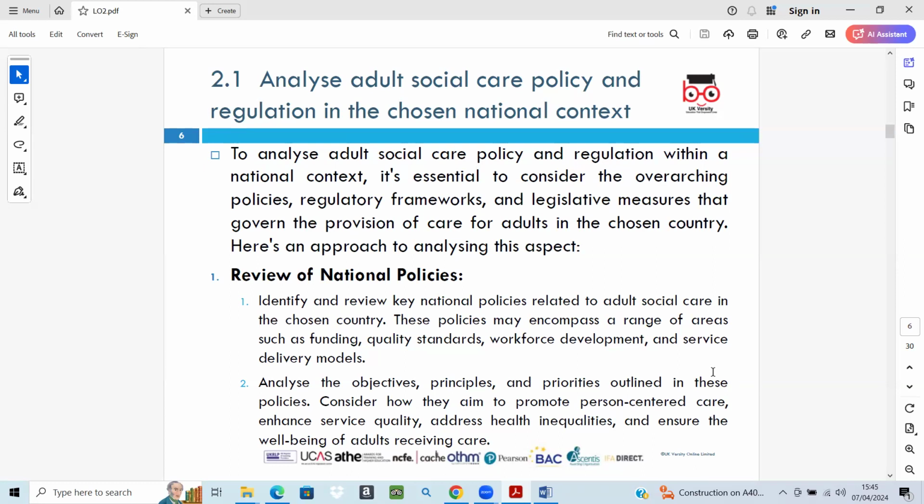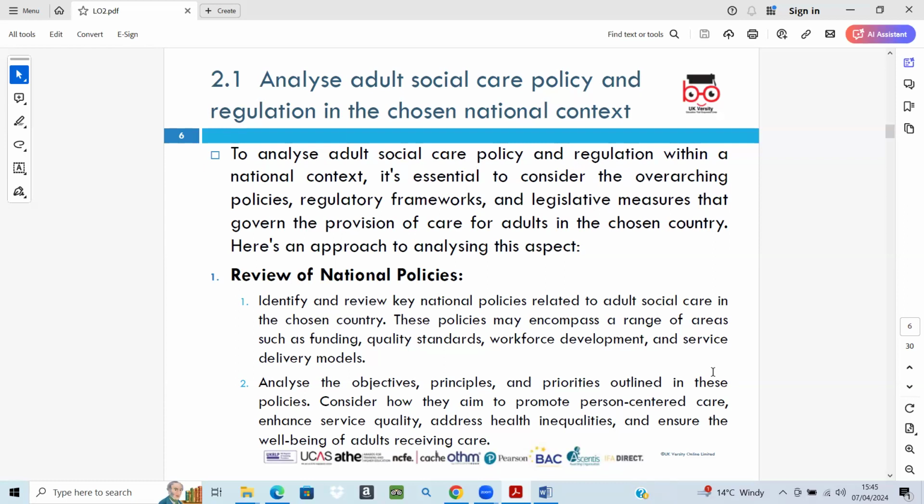And we need to identify key legislation, examining the main legislative acts that provide the legal framework for adult social care. This may include laws that define the rights and responsibilities of care recipients, care providers, and local authorities. Then we analyze the regulatory bodies, their role and responsibilities, which we talked about earlier. For example, we can include CQC in that. And there is a compliance mechanism as well.